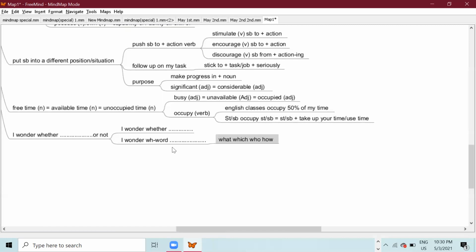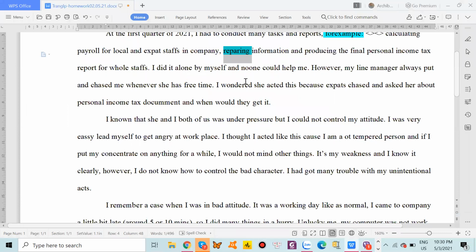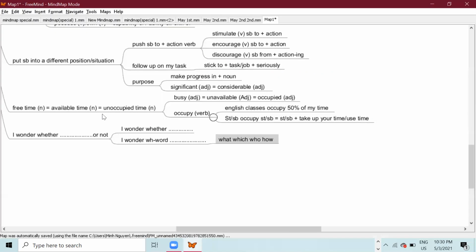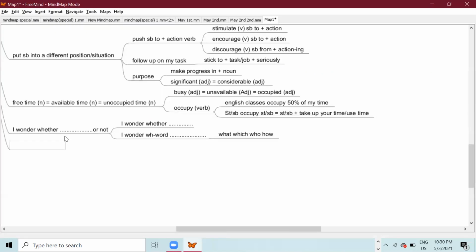I wonder who will go with me to the party. I wonder what will happen to me after the party, for example. So here, when you say that, I wonder whether, you should put one more word here. I wonder whether she acted like this, act like this, act like that.